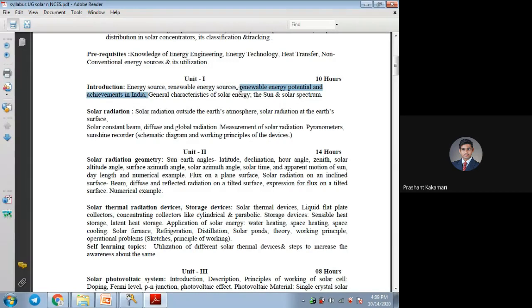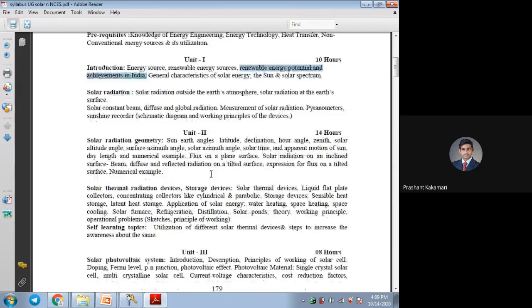That we already took as a course activity. The reports, all of you have submitted and some have been left, so that will be taken care of later. Then we have general characteristics of solar energy, the sun and the solar spectrum, which we have also discussed. So unit 1 is full. Some part you can skip here, but the importance of renewable and non-renewable resources and other things you have to remember. In unit 2, we are keeping only this part, solar radiation geometry.